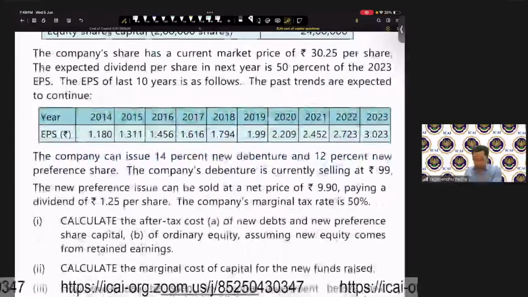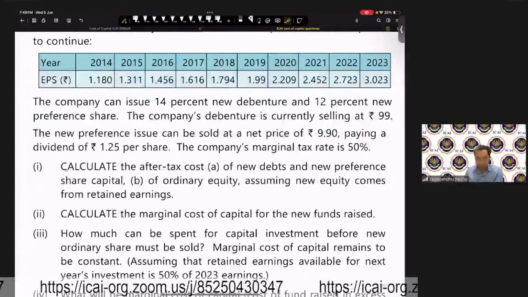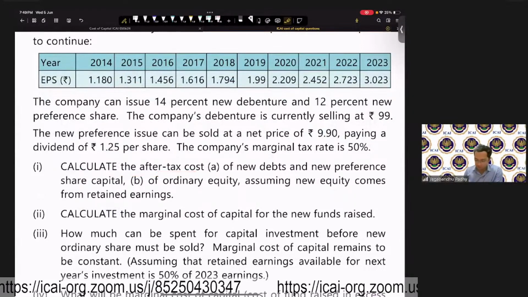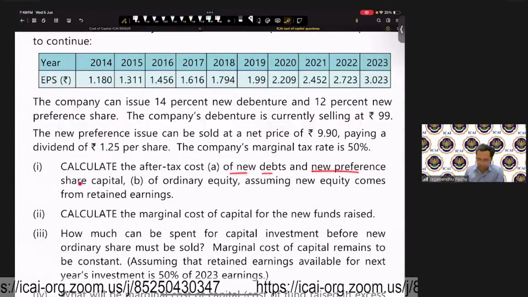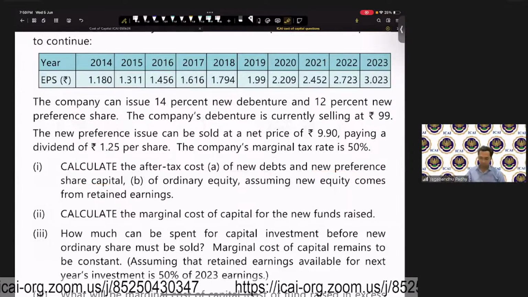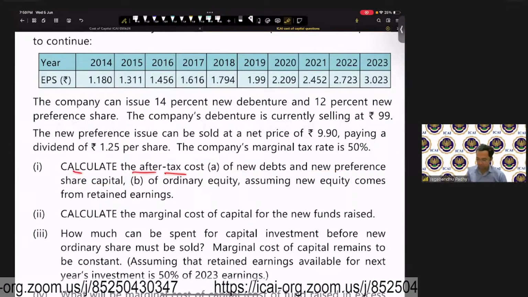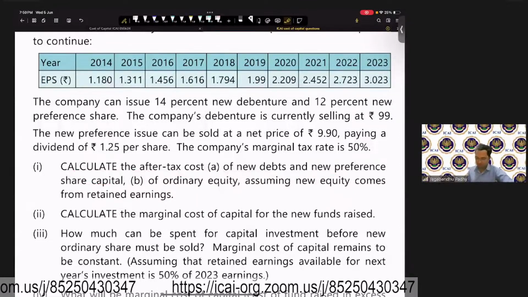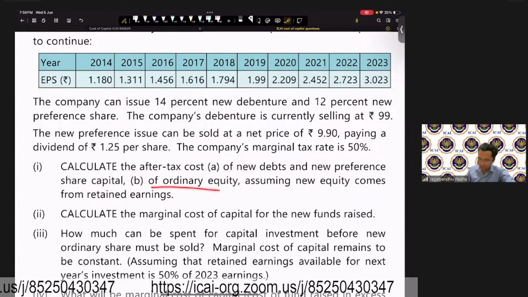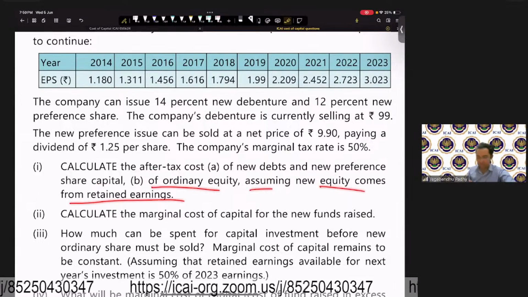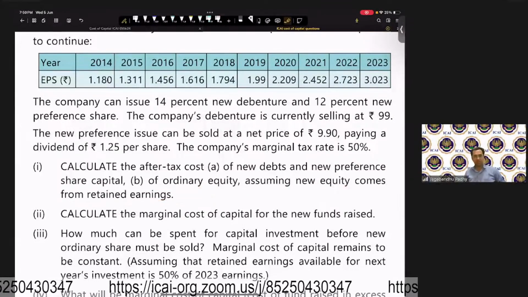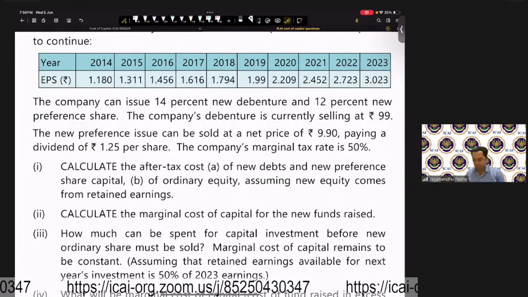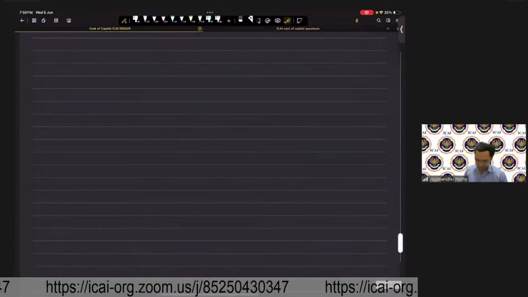Let us see what all things we are supposed to be computing one by one. First part is we have to calculate the after-tax cost of new debt and new preference share capital. And also we need to get the cost of ordinary equity, assuming new equity shares come from the retained earnings. Basically, the cost of retained earnings is what they are expecting us to calculate. Let's go ahead with the first part.